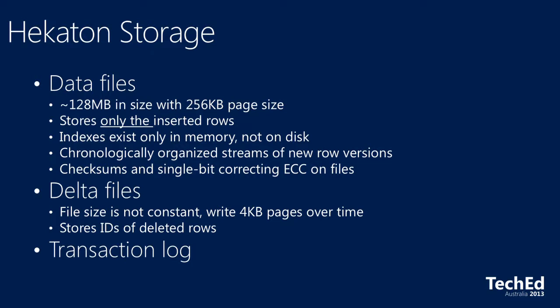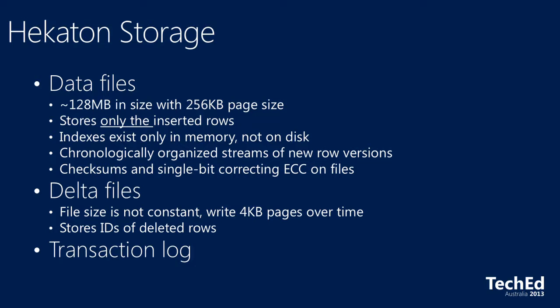Some of this is repetition. 128 megabytes size in files, stores only the inserted data. There's no indexing information because the indexes get rebuilt when we load it into memory. Everything's sequential, so chronologically ordered streams of new row versions. The delta file itself is much smaller because it basically just contains the deleted record IDs. As you'll see in a short while, we've got the format file coming up.